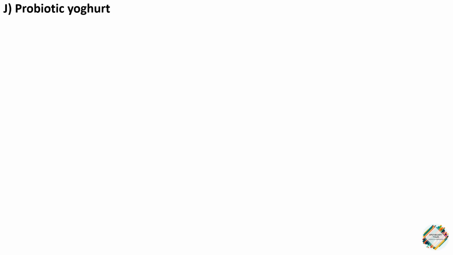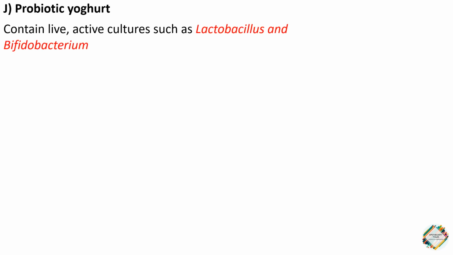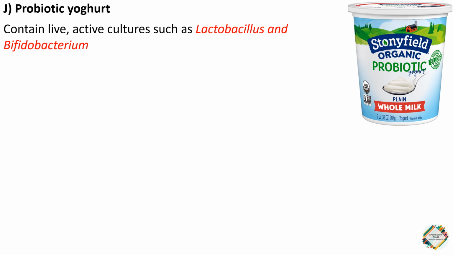Including probiotic yogurt in the diet regularly is another way of controlling diabetes mellitus, because it helps gut health, improves digestion, and also reduces insulin resistance and fasting blood sugar and controls HbA1c. But it is important to keep in mind that we have to choose plain yogurt with no added sugar. Probiotic yogurt usually contains live active cultures such as lactobacillus and bifidobacterium, which contribute to a healthy gut.